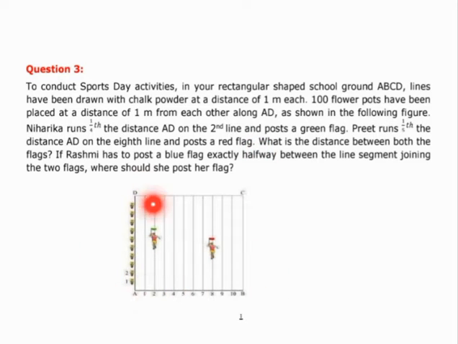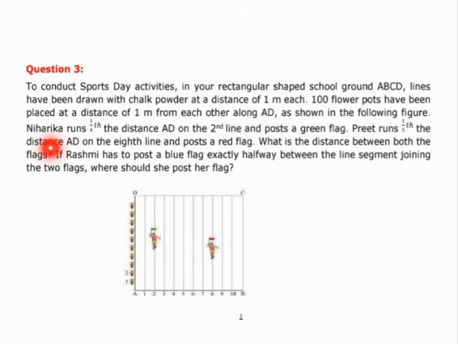In a sports day activity, this is the rectangular shaped garden. Lines like this have been drawn with chalk, numbered 1, 2, 3, 4, 5, 6, and on the y-axis, that is the vertical axis, flower pots have been arranged at a distance of 1 meter. There are two students. The first student is running in row 2 and the second student is running in row number 8, and they have to post the flags they have in their hands, green flag and red flag.